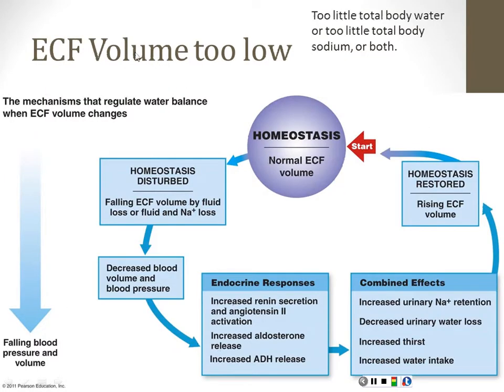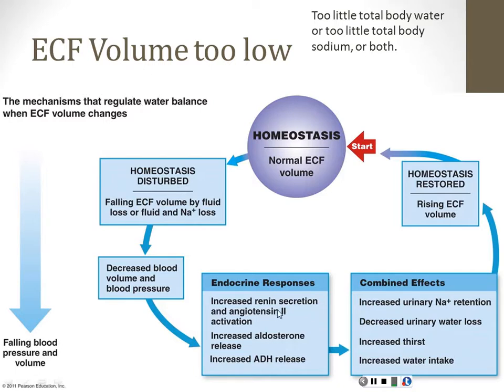What about the other case? Well, this is the much more common case, and this is what happens when the extracellular fluid volume is too low. Now, here's bonus, because this we've already looked at. We looked at it in 2 other places so far in the semester. This is the renin-angiotensin-aldosterone system.